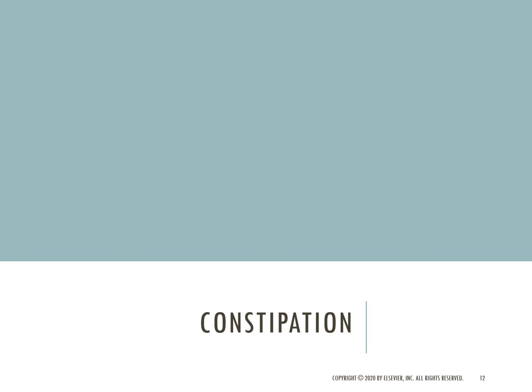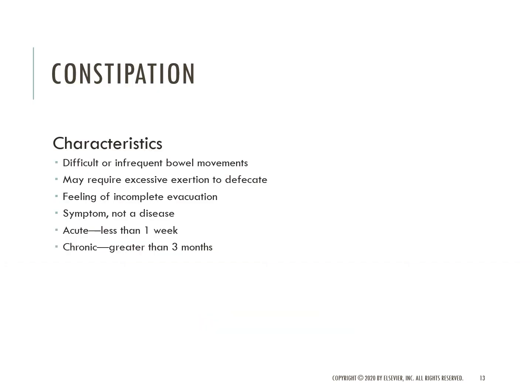Moving on to constipation. So constipation is defined as difficult or infrequent bowel movements, or feeling of incomplete evacuation. Acute is defined as less than a week, and then chronic is going on for more than 3 months. And then subacute is in the middle of that time frame.